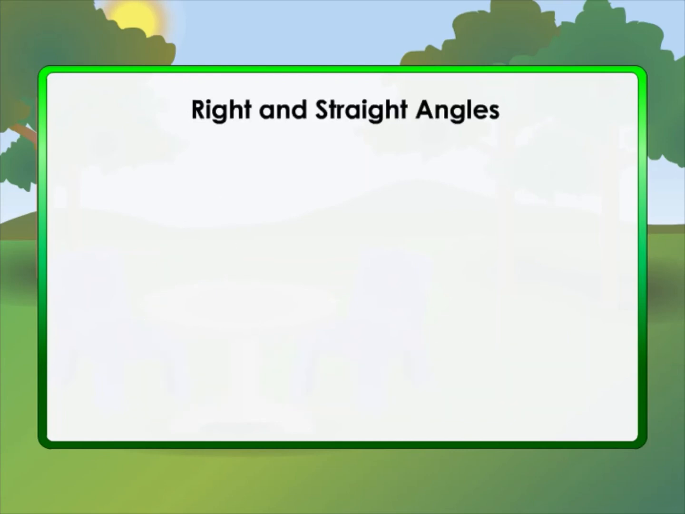Right and straight angles. We know the directions in geography. There are 4 main directions. They are north, N, south, S, east, E, and west, W. In India, Jammu and Kashmir is in the north, Tamil Nadu in south. Sun rises in the east and sets in the west.